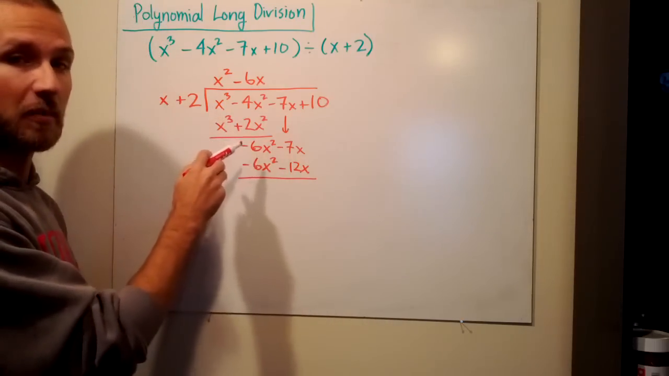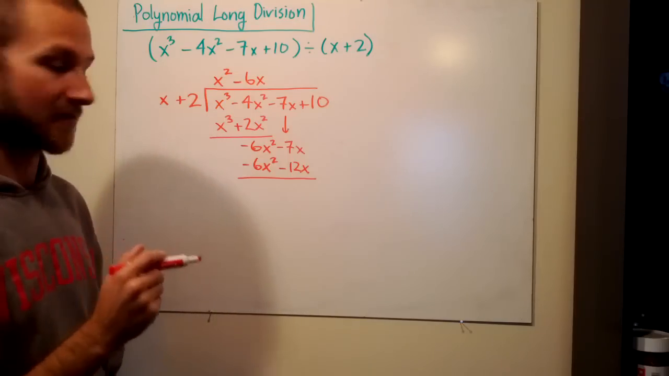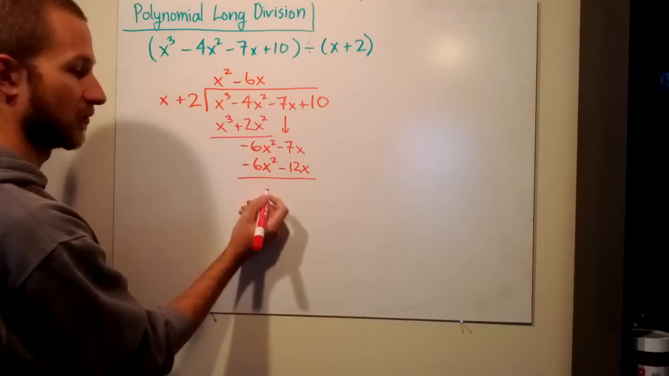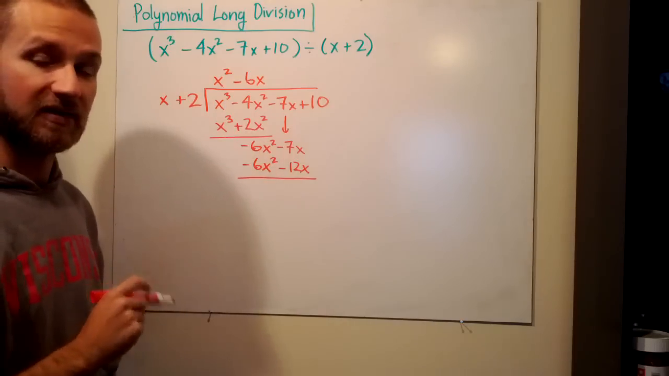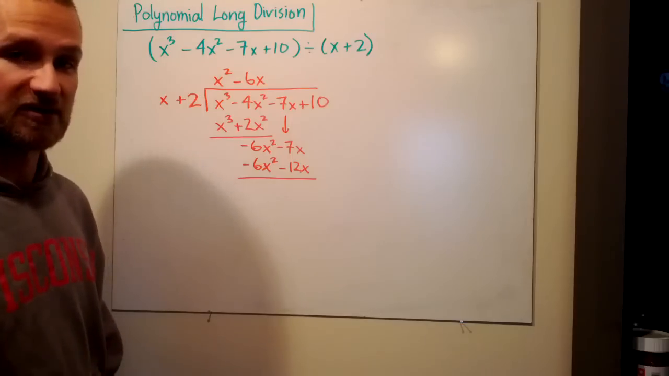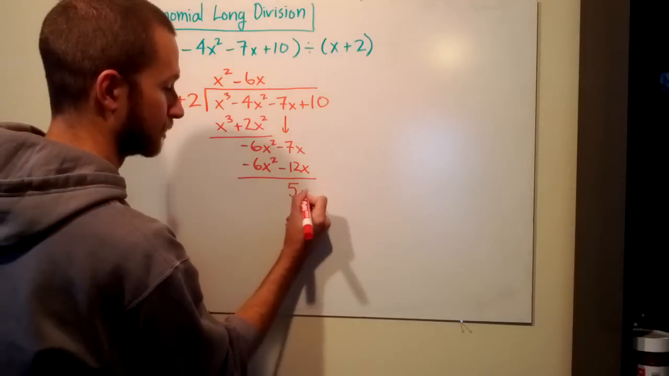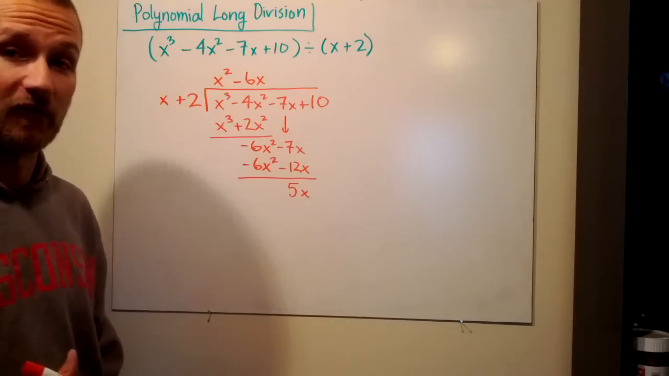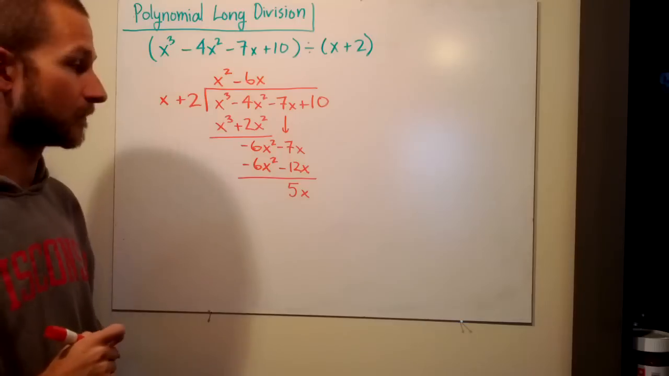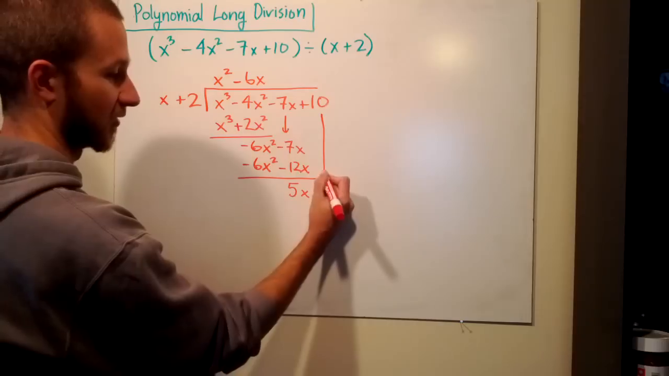Negative 6x squared minus negative 6x squared, minus a negative is a positive, so these will come out to 0. And then negative 7x minus negative 12x is the same thing as negative 7x plus 12x, to give me a positive 5x. So just another reminder, it's very, very important to be mindful of negatives and subtracting here. Okay. Now the same loop: I bring down the next term after I've subtracted.